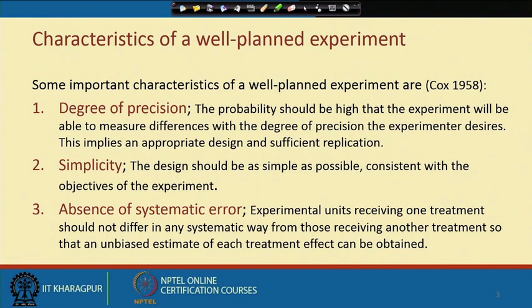and sufficient replication. Replication, in the sense, how do you know that your precision is good? You require many such runs, and then you have many such values, and only then will you be able to find out whether your precision is at the desired level or not. Obviously, the standard deviation is one of the important measures here, and later you will learn what the standard deviation is and how it is to be computed.